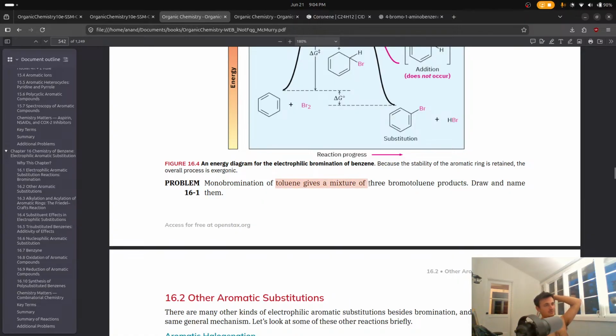Monobromination of toluene gives a mixture of three bromotoluene products. It's probably just ortho, meta, and para.